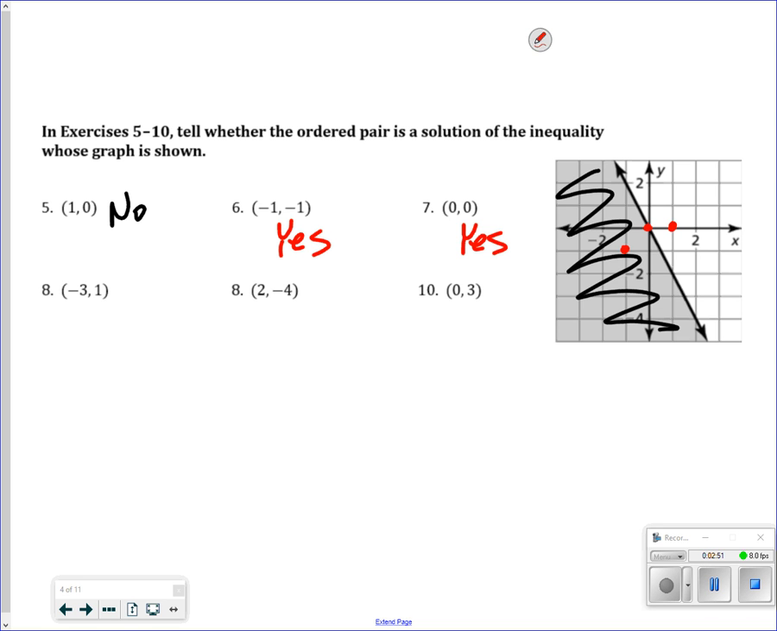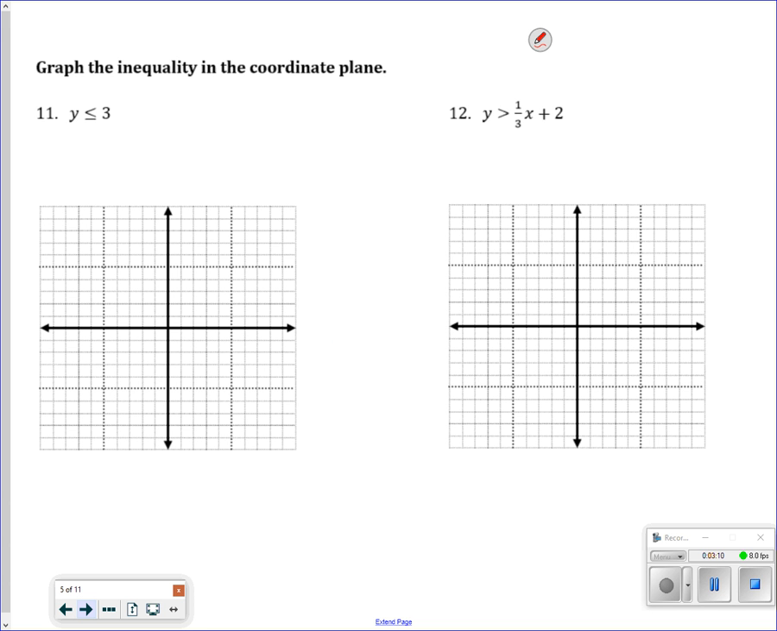Negative 3, positive 1, that is also a yes. 2, negative 4, ooh, on the line, it's a yes. 0, 3, that is a no. That is not in the shaded region and not on the line.